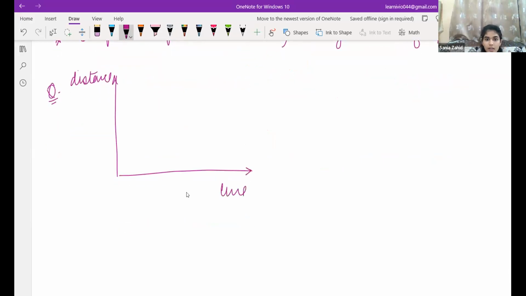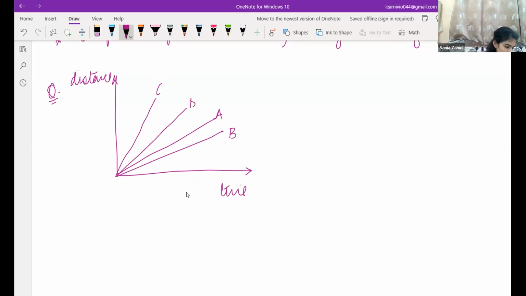Time. And you have four objects now. And it is B, A, D, C. And the question is, distance time graph is shown. Which of the following is correct statement regarding the motion of these cars? Okay, so first option is car A is faster than D.